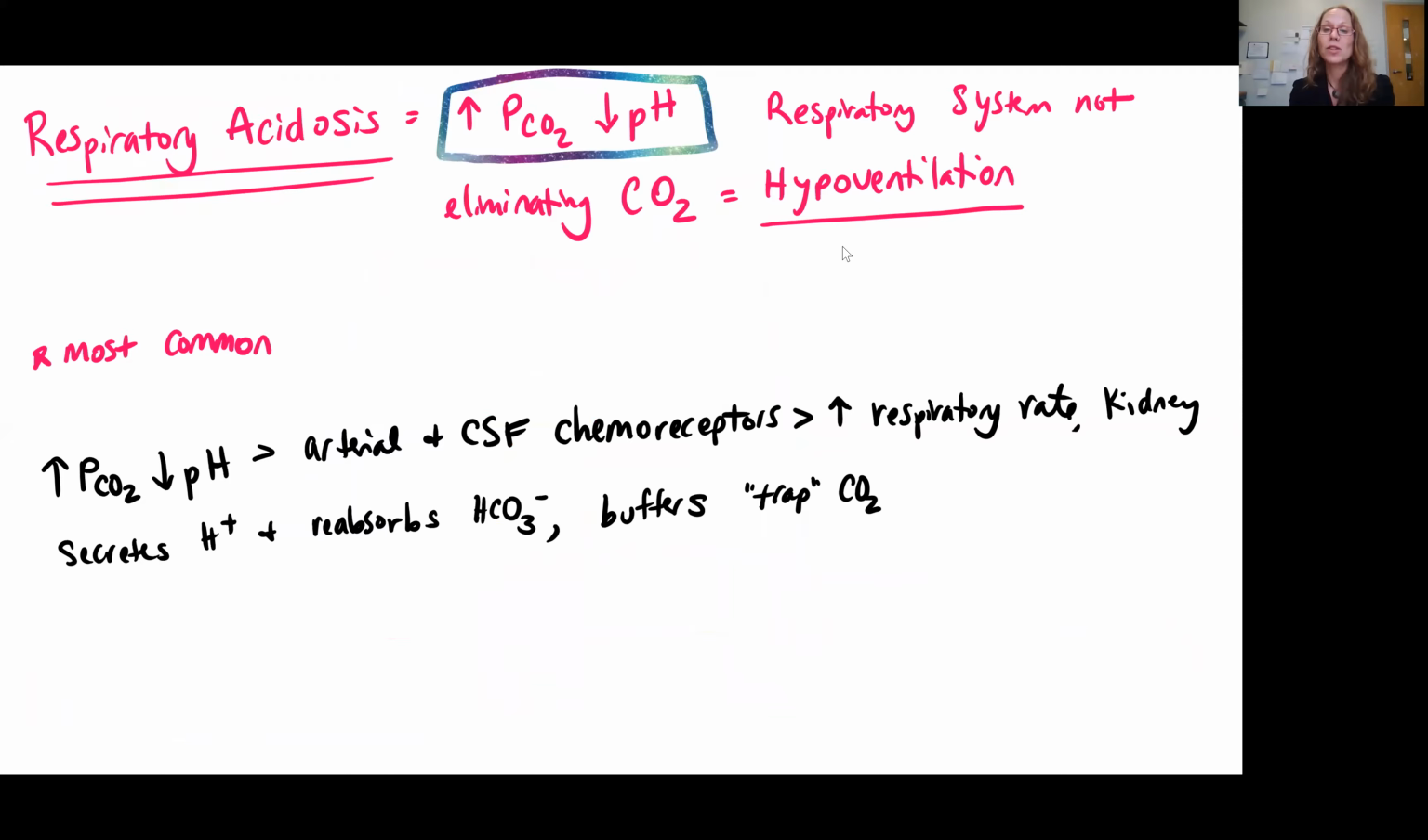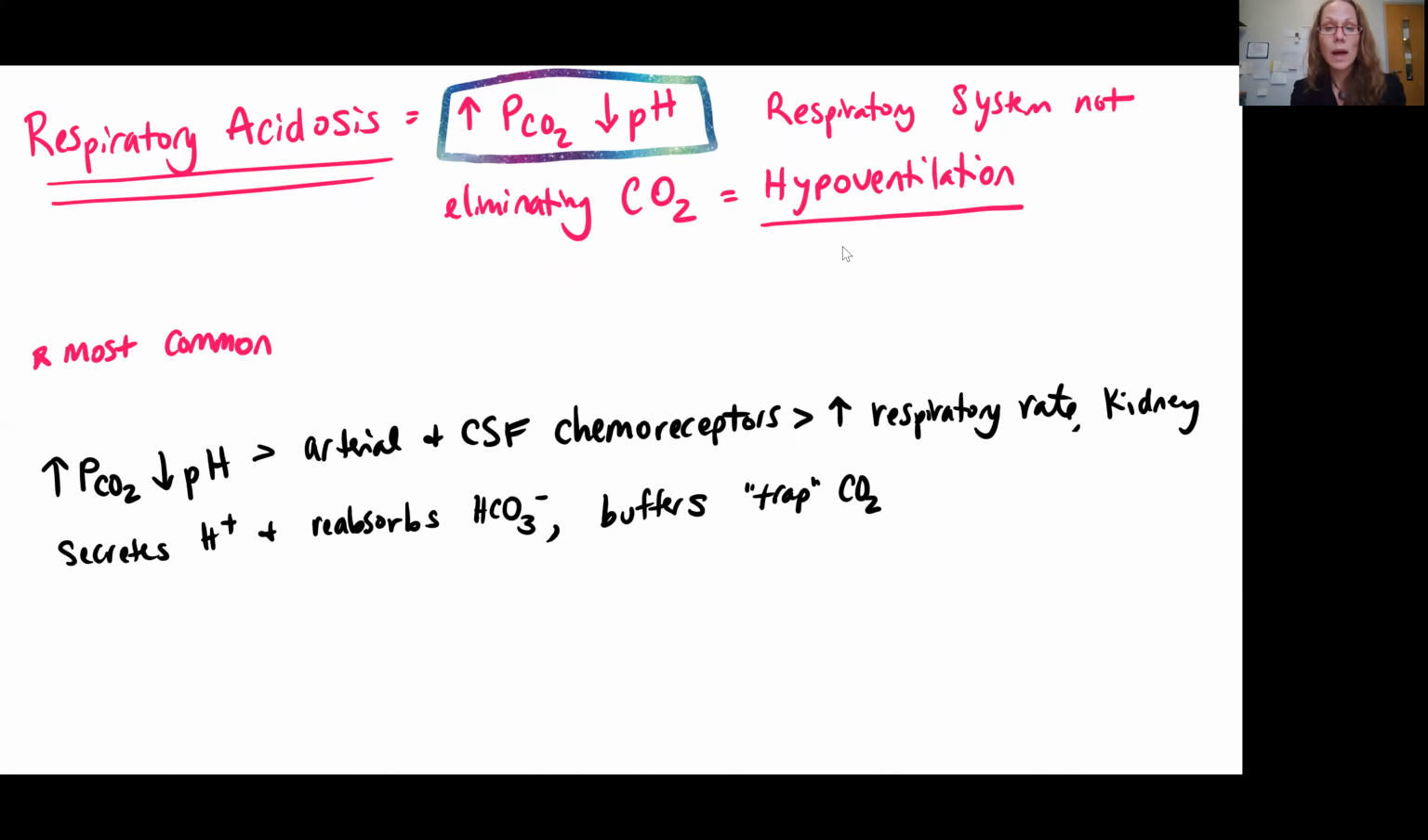Okay, so we have two types of acidosis, and they're really named based on the cause. Respiratory acidosis is where you have a high partial pressure of carbon dioxide gas, so that means you have a low pH, so your bloodstream is more acidic than it should be. This can be caused by hypoventilation, so you're not exchanging enough CO2 with your atmosphere. This is the most common problem that can cause a pH imbalance.